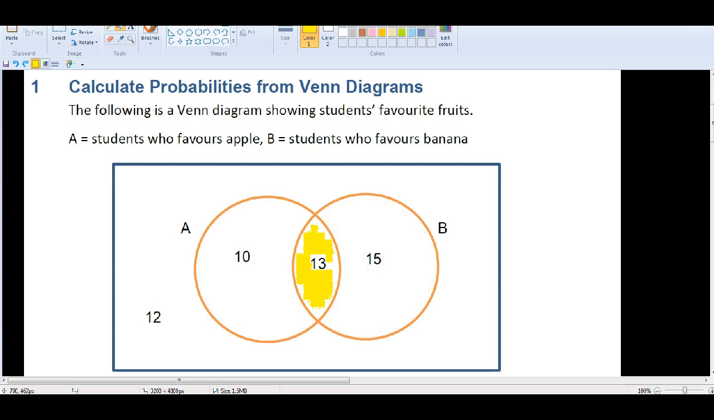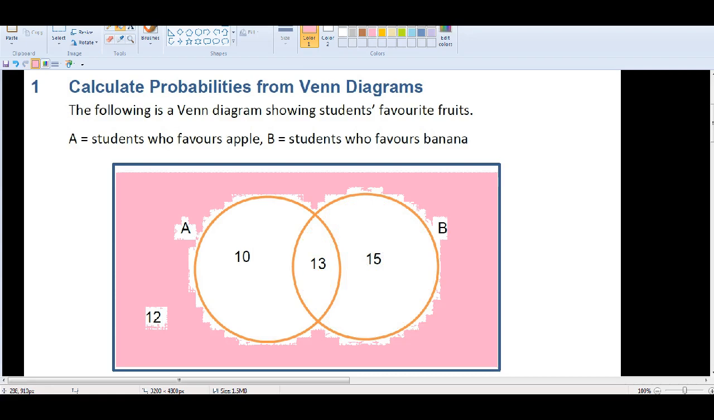And we should all understand that outside the two circles, there will be some students who do not favor apples or bananas. There are 12 of them. And so how can we find the probability?